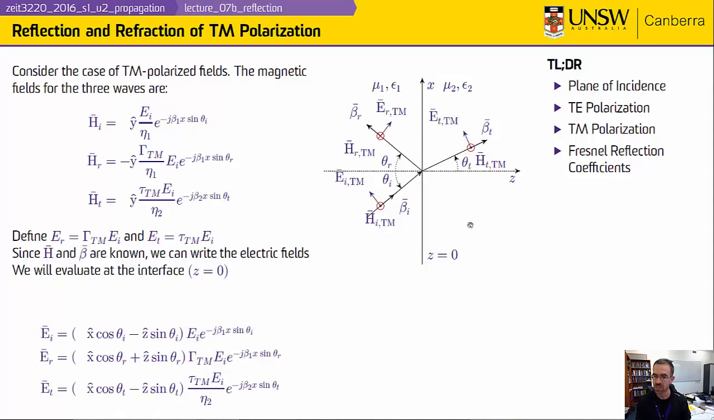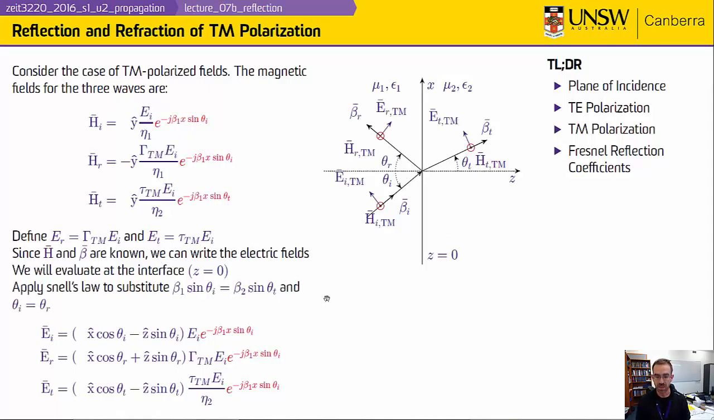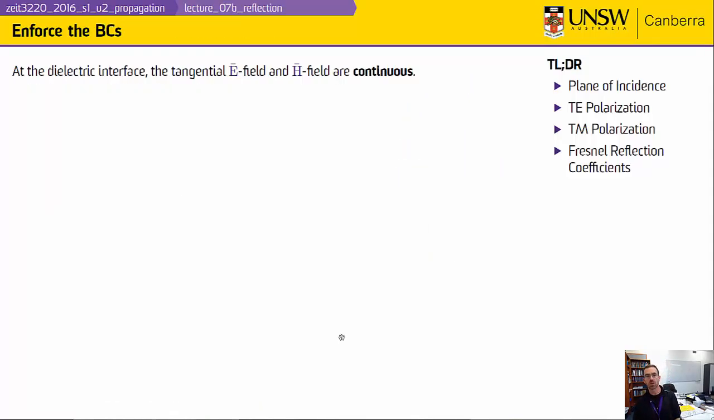Again, we'll evaluate at Z equals 0. So the Z cosine theta terms goes away, and we apply Snell's law. So we end up with all these exponentials having the same value, and we're going to be able to divide them out when we get to that step in satisfying the boundary conditions.